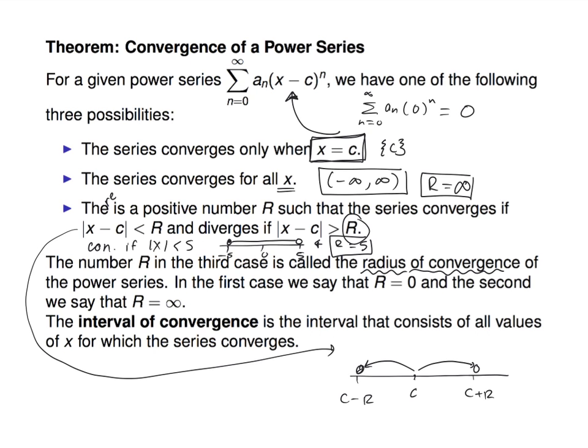If I just had a single dot, does a dot have width? No. Your radius is 0. It includes that number and nothing to the sides of it. So if you think about this radius as being how wide is my interval, then the 0 and infinity thing should make sense, right? And this interval from end to end, that's called the interval of convergence.